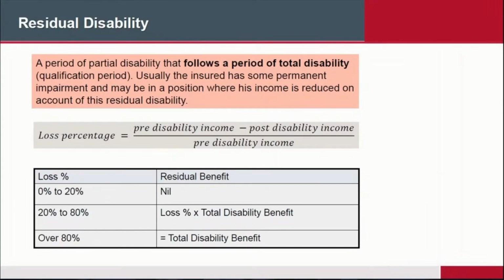Okay, so therefore, in our example of the $5,000 we give you, if you're only working 1 day a week, which means that you're still losing 80% of your income, the insurance company will pay you 80% of the $5,000, which I believe is roughly around $3,500 or something, whatever. Okay, so basically, residual is a percentage loss.